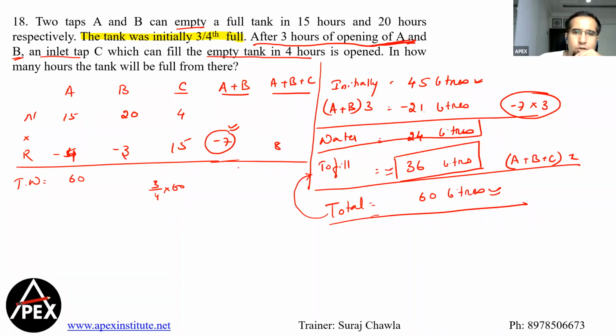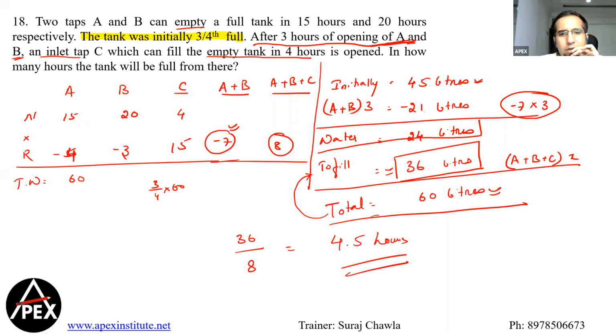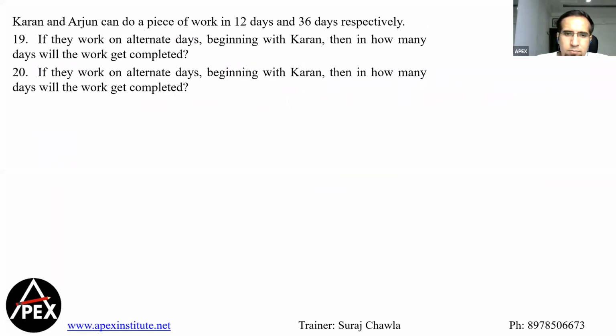Great. So 36 liters by A, B, and C, and I know that A, B, and C in 1 hour will fill 8 units. So therefore, the total time taken becomes 4.5 hours. So the answer for this question is in 4.5 hours, the tank will be full. Is this clear now with everyone? Please respond. Yep, let's solve this, please.